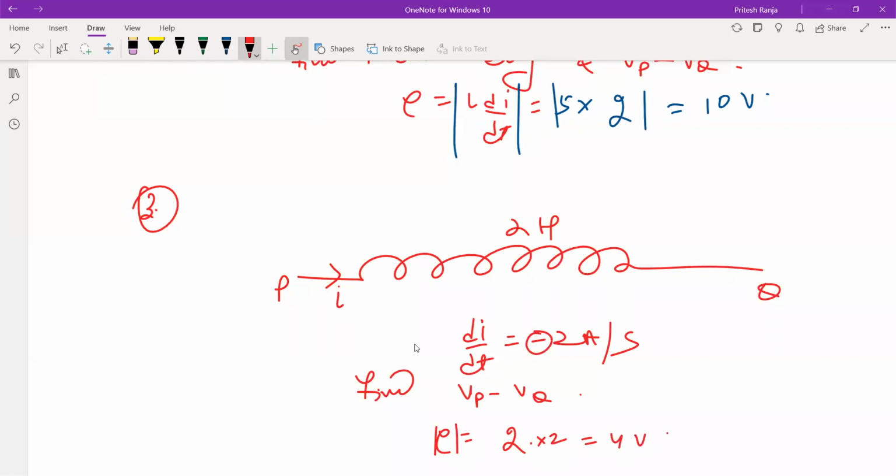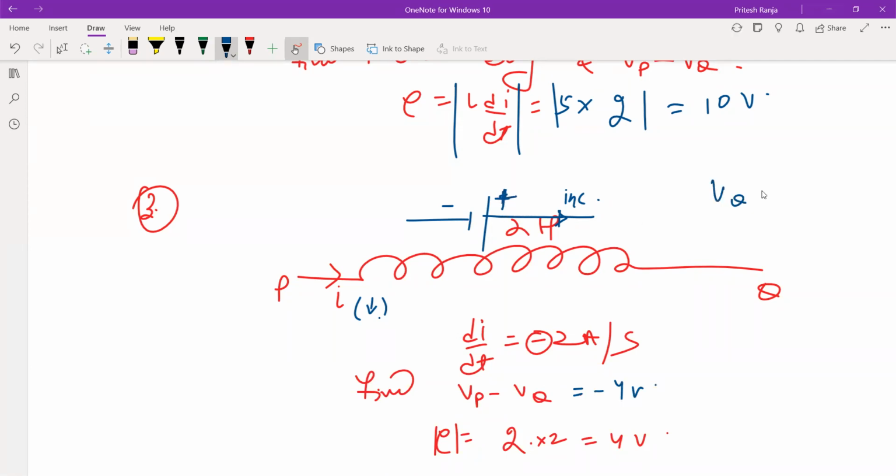Now this is again decreasing current. So if this is decreasing current, that means the EMF will be supporting this. So it should be positive on this side and negative on this side, right? Then only we will get the induced current in this direction. This is what we have discussed in this case. So induced EMF, although it is 4 volt, what will be Vp minus Vq? It will be minus 4 volt in this case, because this Q is at the positive side.